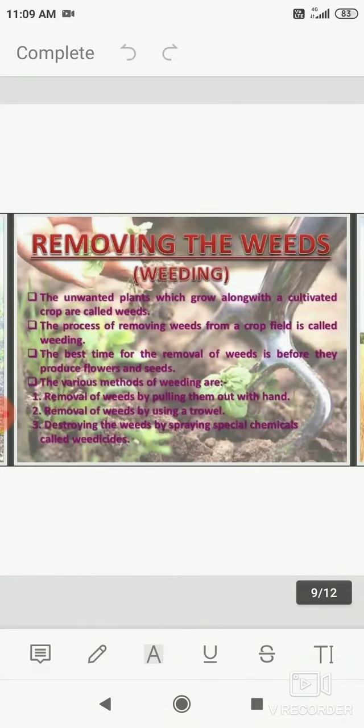Removing the weeds, also known as weeding. The unwanted plants which grow along with the cultivated crops are called weeds, or we can simply say the waste plants. The process of removing weeds from a crop field is called weeding. The best time for removal of weeds is before they produce flower and seed. The various methods of weeding are removal of weeds by pulling them out with hand, removal of weeds by using a trowel, and destroying the weeds by spraying special chemicals called weedicides.